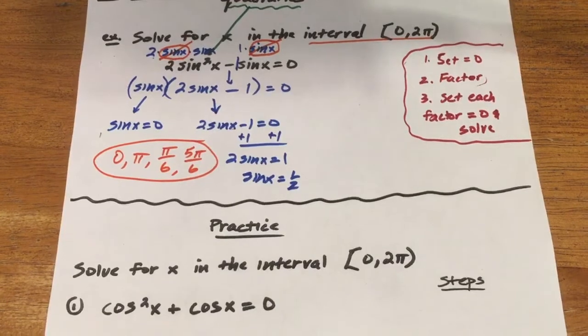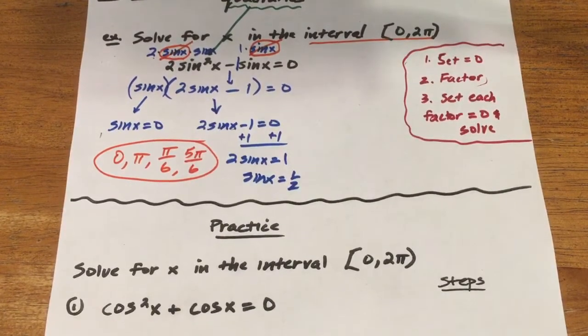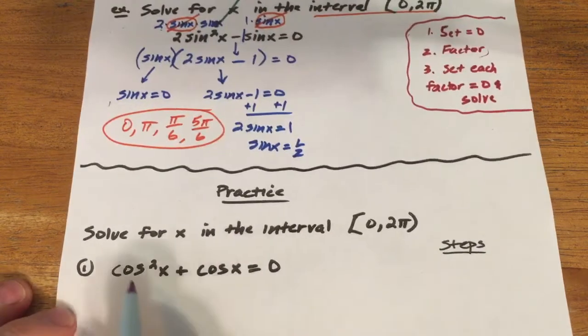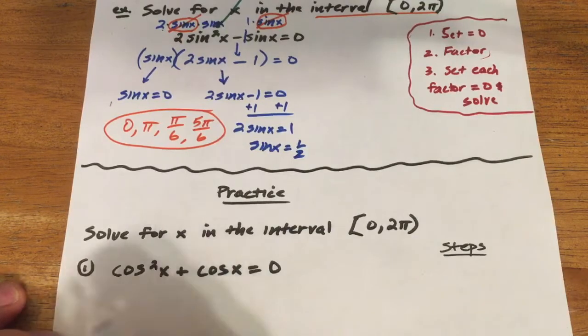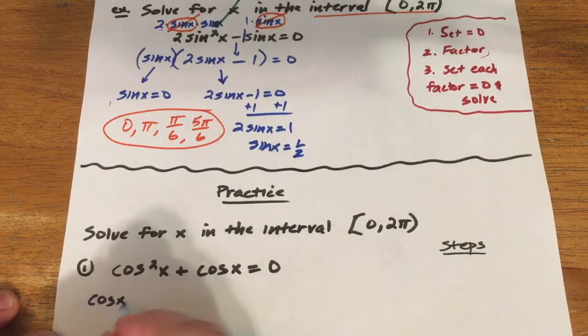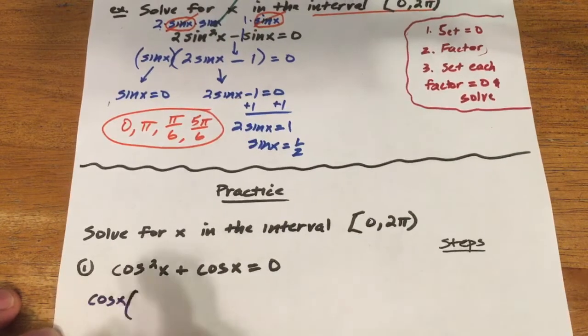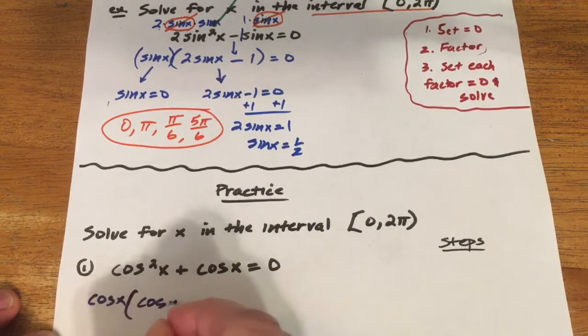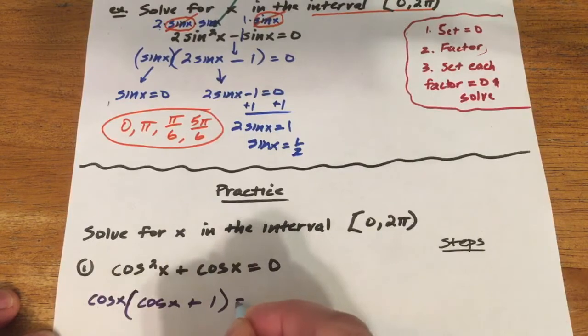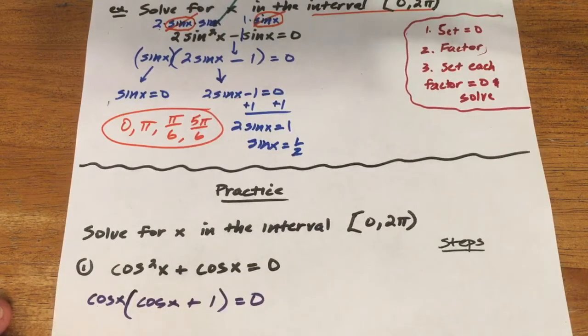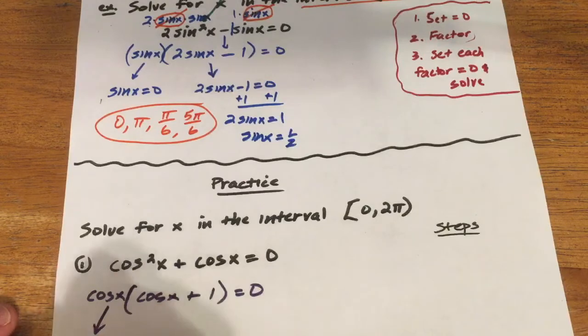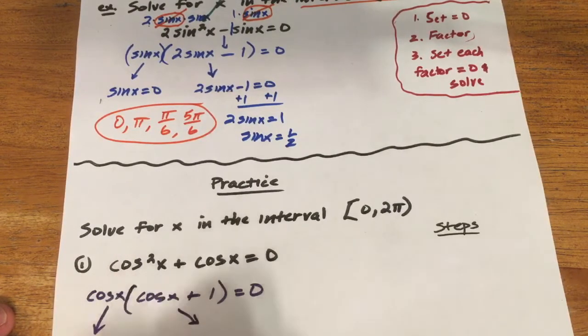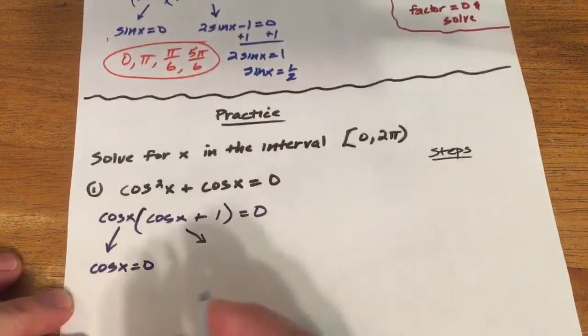Okay, let's go ahead and work this problem through carefully, doing exactly what we did above, and see what we end up getting here. First thing right here is we see a common factor of cosine, so I'm going to pull a cosine out in front. And that leaves us inside the parentheses with cosine plus 1. Next step. Let's go ahead and set each factor equal to 0. Here we're going to write cosine x equals 0. And here we write cosine x plus 1 equals 0.